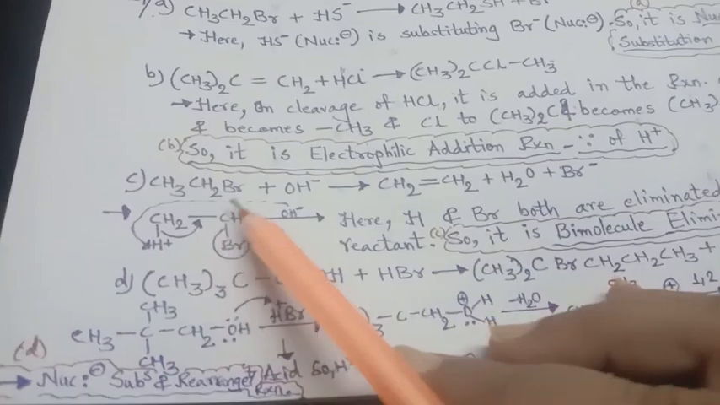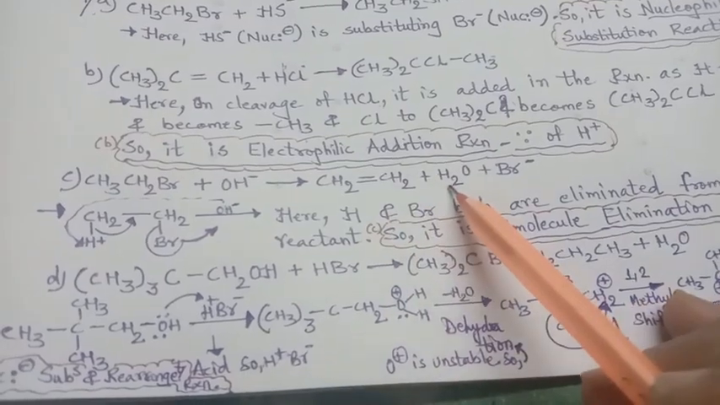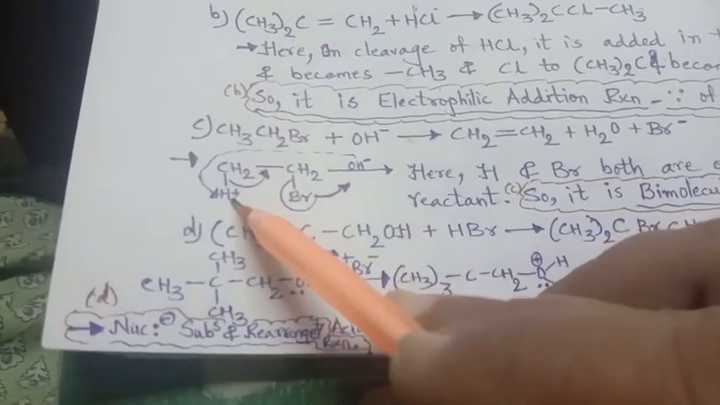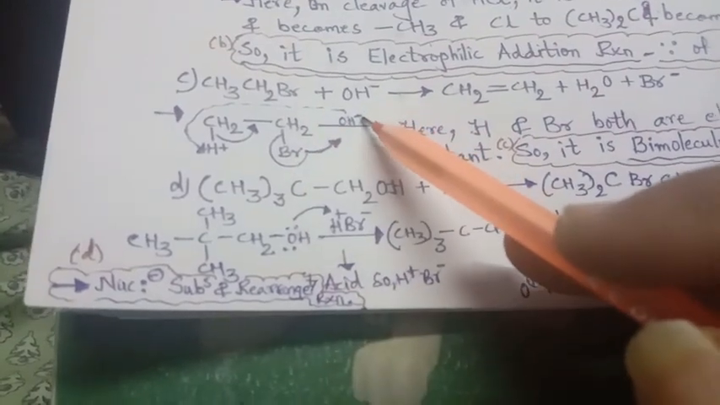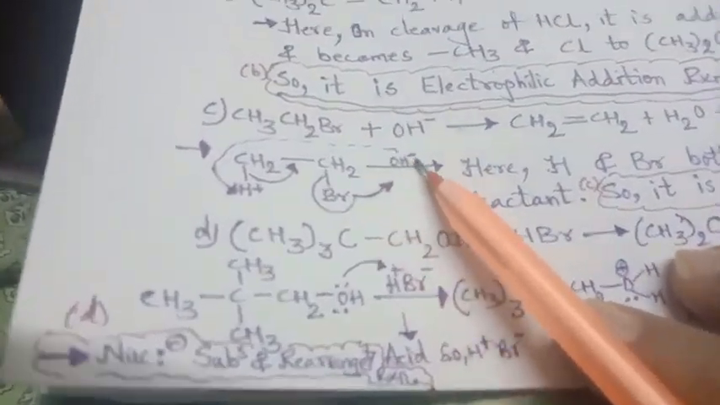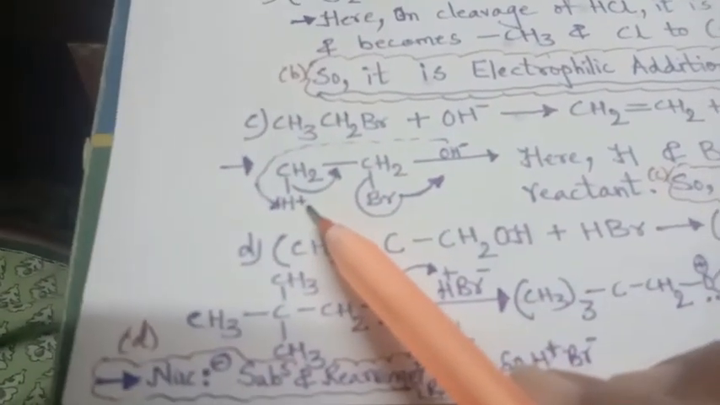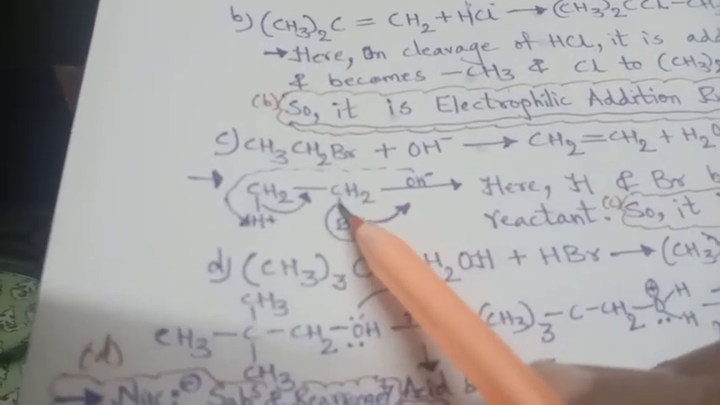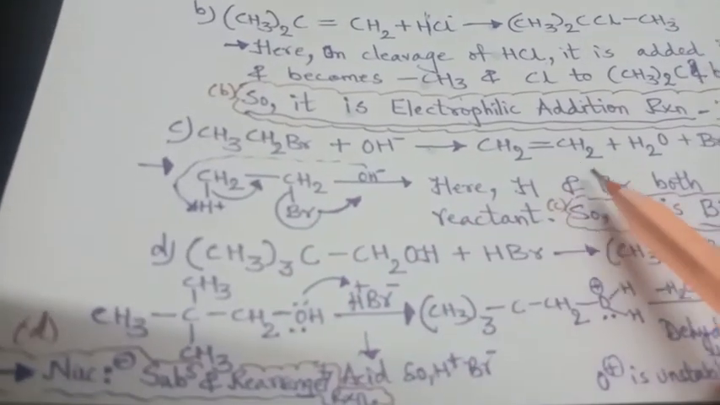The next is CH3CH2Br with OH minus, giving CH2 double bond CH2 plus H2O plus Br minus. Here, what happens? CH3 is mentioned over here, CH2H plus CH2Br and OH minus. Now what takes place? This OH minus will try to attack this H plus, and it will be dehydrated out as H2O. And this CH2 gives its bond to Br, and that will also be taken out.